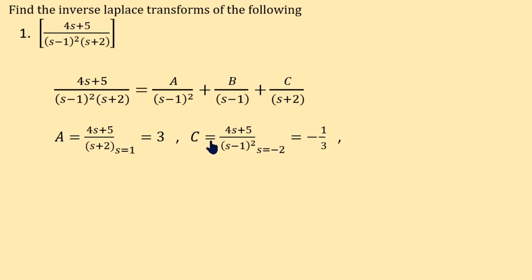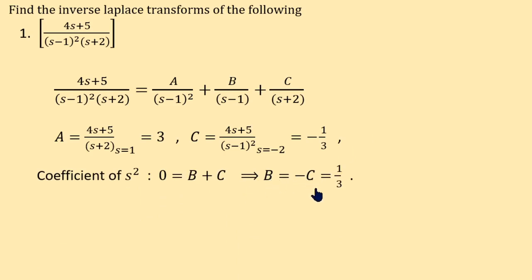After finding the a and c values, see here, if I multiply throughout by s minus 1 whole square into s plus 2, the first term becomes a into s plus 2, the second term is plus b into s minus 1 into s plus 2, plus c into s minus 1 whole square, and the left hand side is 4s plus 5. Now when you compare the coefficient of s square on both sides, in the left hand side there is no s square in the numerator, therefore the coefficient of s square is 0. On the right hand side it is b plus c, so b plus c is 0, therefore b is minus c, minus of minus 1 by 3.